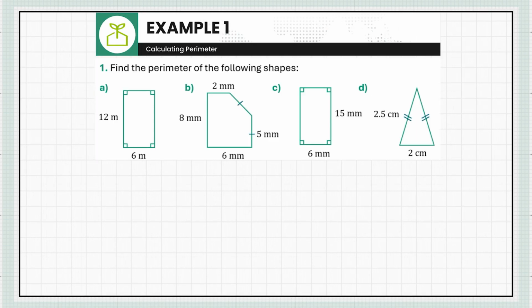Okay, today we're going to be looking at perimeter, and perimeter is just the total amount or distance around the outside of an object or shape. So when we're looking at our questions, we see that we're given general information, not all the information, in order to solve it because we know what some of these shapes are. So if we look at our first one, A, we're going to find the perimeter of the following shapes.